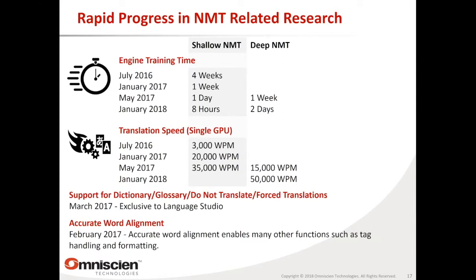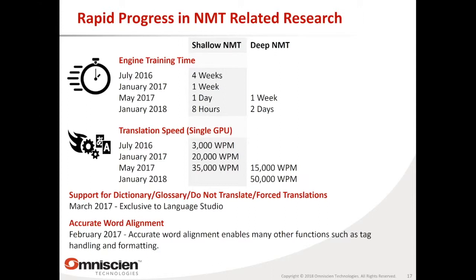Okay. Over the last year and a half, there's been a lot of research done, and we've made some really significant progress ourselves, but the industry as a whole, both academia and commercial, has made a lot of improvements. So a year and a half ago, it was taking us 4 weeks to train an engine. On that same data today, we can train that in shallow NMT in about 8 hours. And in deep NMT, we can train it in about 2 days. Whereas just last May, it was taking us about a week.